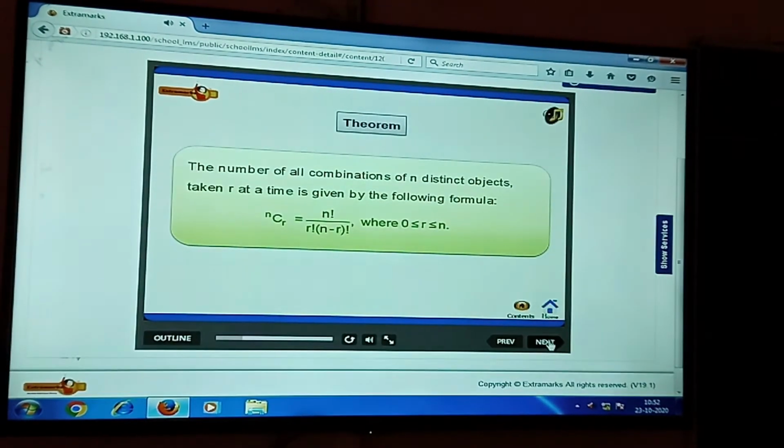Let's prove the following theorem. The number of all combinations of n distinct objects taken r at a time is given as nCr. nCr is equal to factorial n upon factorial r into factorial n minus r, where r is greater than or equal to 0 but less than or equal to n.